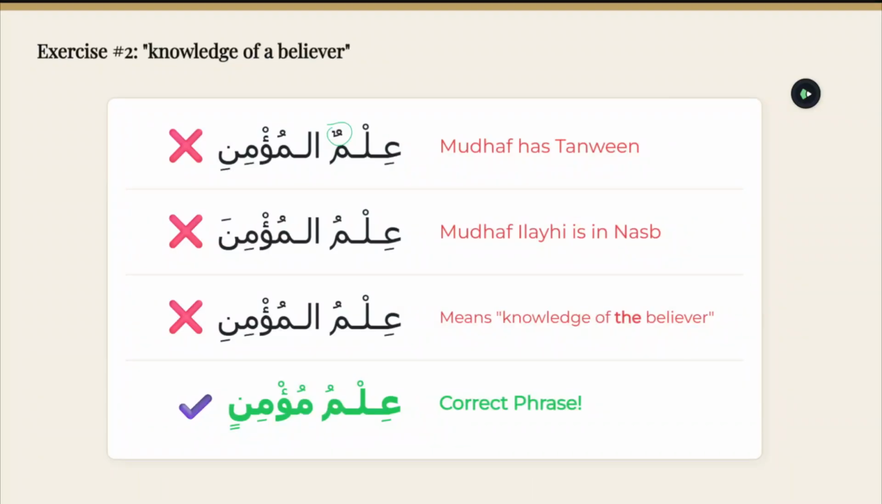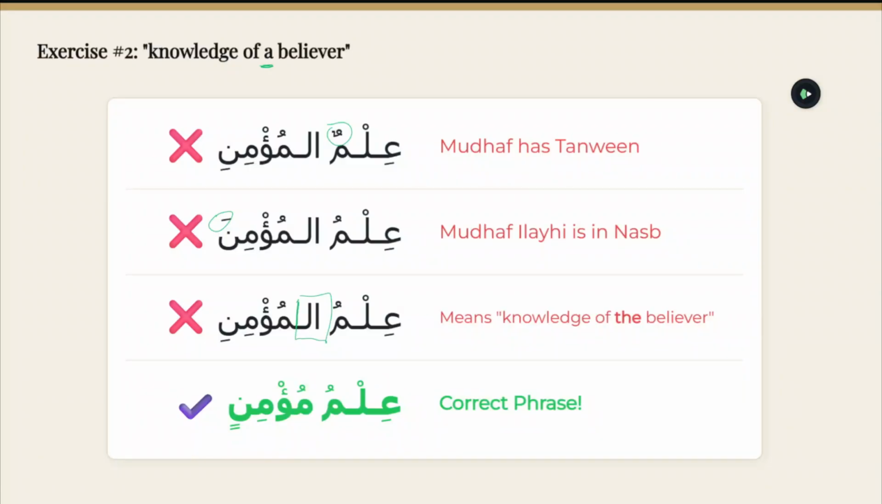If you said ilmul mu'mina, that's a mistake because mudaf ilayh is a role that falls under the position of jar. If you said ilmul mu'mini, now you're close, but there's an issue. It means knowledge of the believer, because you added an alif lam to the mudaf ilayh. That's a correct mudaf ilayh phrase, nothing wrong with that. But we're translating knowledge of a believer. Therefore, the correct way to say this is ilmu mu'minin.